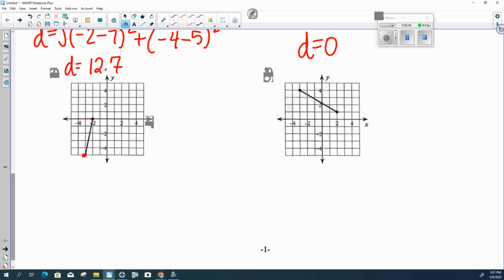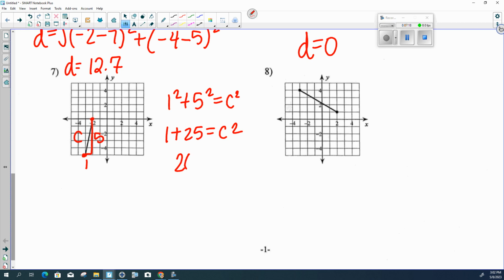You could find the ordered pair and use the distance formula. I do not recommend that. I would suggest you create a right triangle and use the Pythagorean theorem. So the Pythagorean theorem says a squared plus b squared equals c squared. And c is that diagonal line. So I've got 1 plus 25 equals c squared.